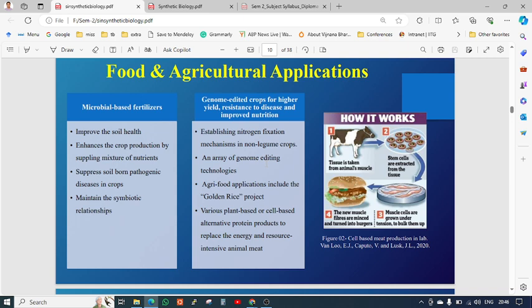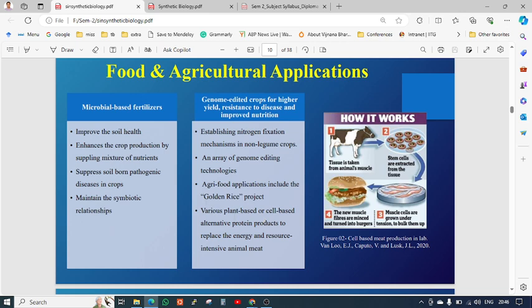But nowadays, in non-leguminous roots, you can incorporate synthetic production of materials, organisms that may be capable of doing nitrogen fixation. This is very good. An array of genotype editing technology is also used. Agri-food applications include the golden rice project.